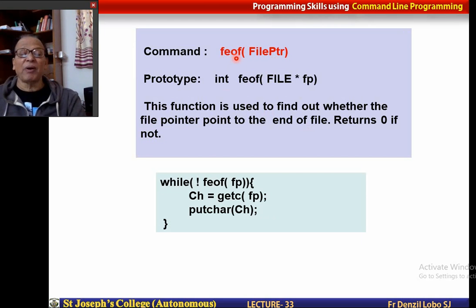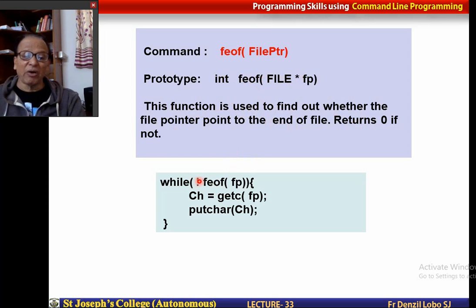This is also one more important function, feof, file end of. So in other words, I can ask, have I come to the end of the file? Therefore you have to put a not here. So this function returns an integer. It returns 0 as long as it has not come to the end of the file. So it returns 0 if not. If it is the end of the file, it is going to return 1. Therefore, yes, it is going to say yes.